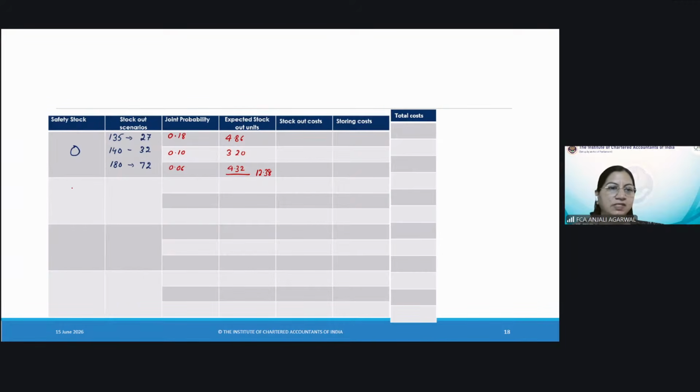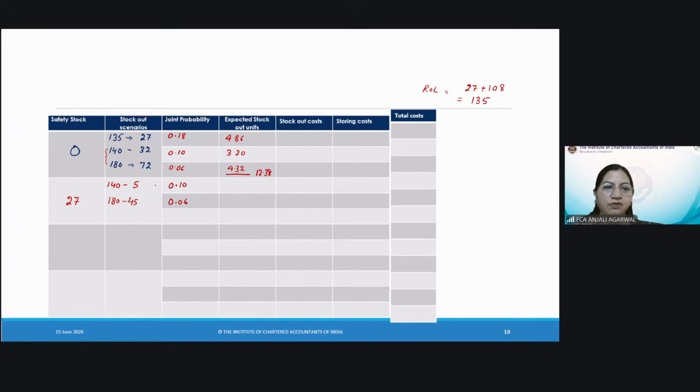Now, if I prepare for this scenario and I keep 27 units of safety stock, I'll be stocked out in only these 2 scenarios. And out of 32, 27 units are provided. And you can see the reorder level. If I keep a safety stock of 27, 27 plus 108 is 135. So if the consumption goes to 140, I'm stocked out by 5. If the consumption goes to 180, I'm stocked out by 45, with a probability of 0.10 and 0.06.